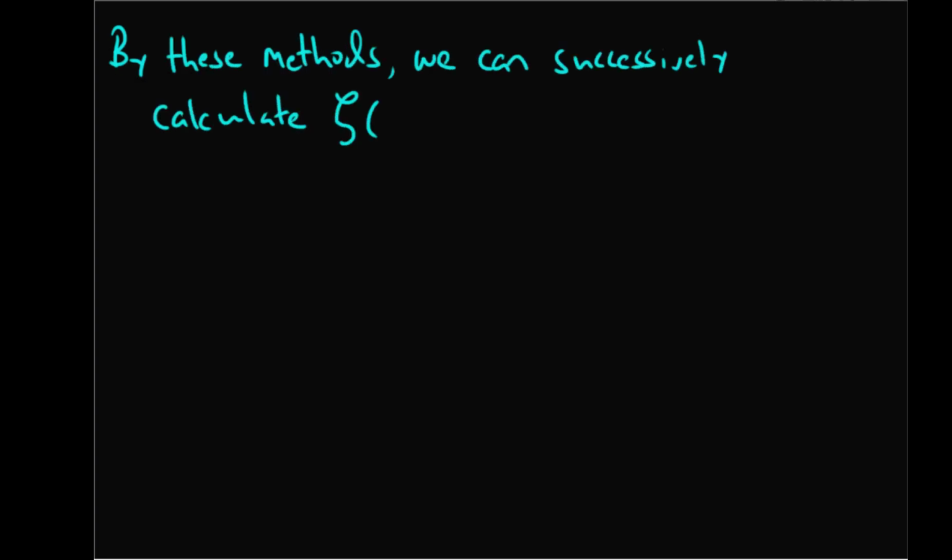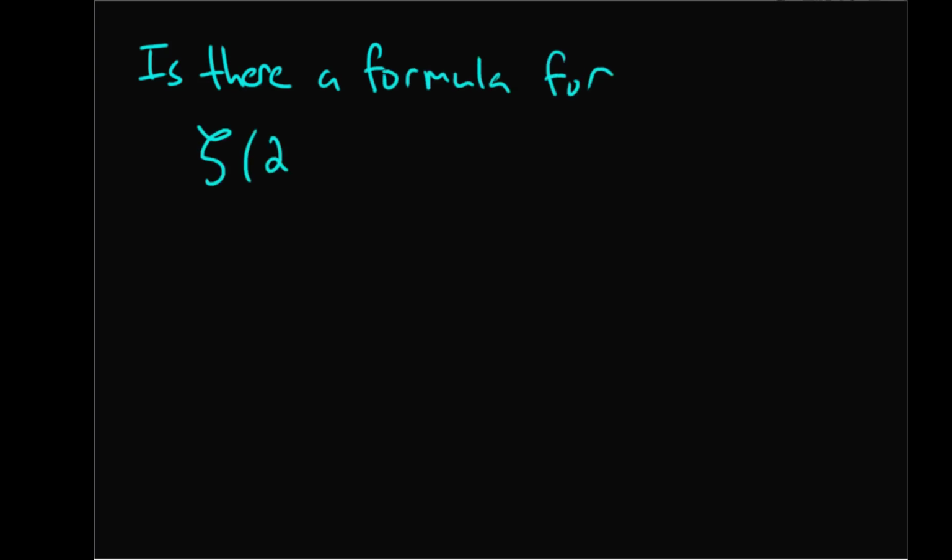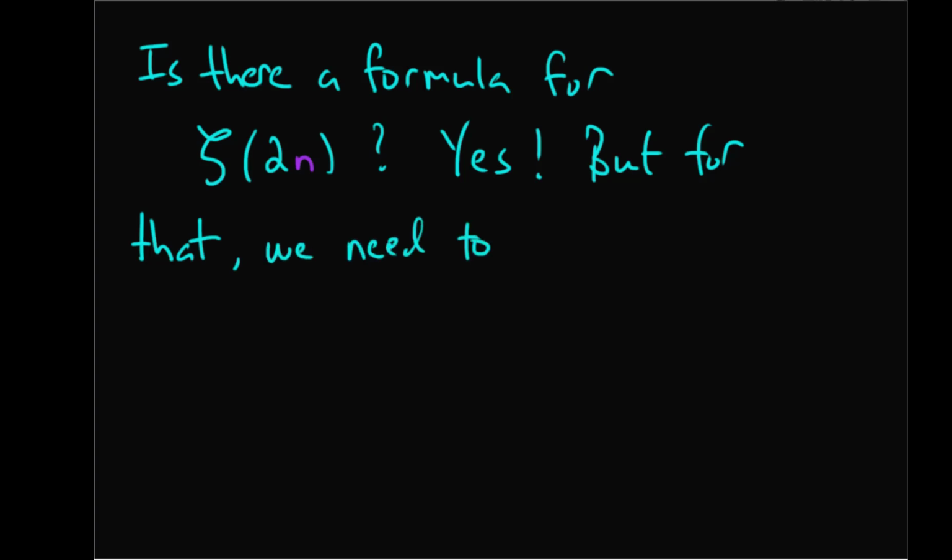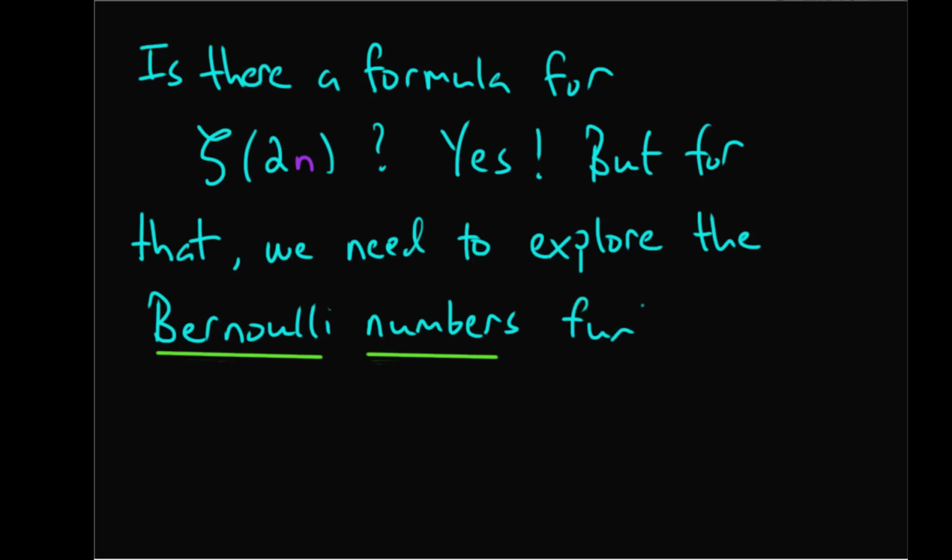Well, I hope it's clear by now that by utilizing these methods, we can successively calculate zeta of 8, zeta of 10, and so on. And so that leads to the natural question, is there a formula for zeta of 2n? And as it happens, yes, there is. But in order to derive that formula, we need to explore the Bernoulli numbers even further. So I'm going to stop there.